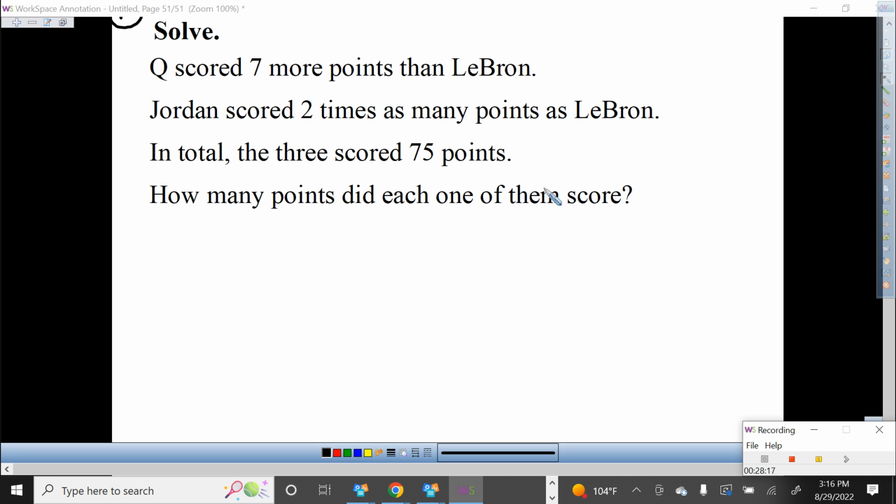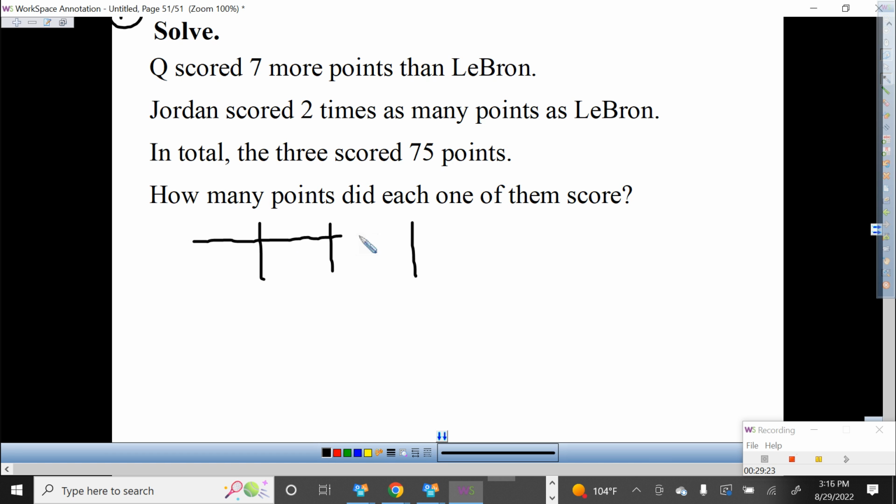You need to first read it and find out how many people or how many items or just how many things they are talking about in this problem in order to make a table. So watch, I'm going to read it. It reads, Q scored 7 more points than LeBron. Jordan scored 2 times as many points as LeBron. Up to right there, how many people are they talking about? 3. So that tells me I'm going to do 3 lines down. Watch. 1, 2, 3, and 1 across to make a table.